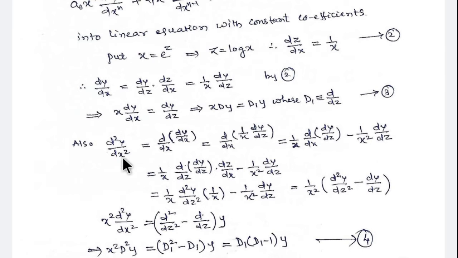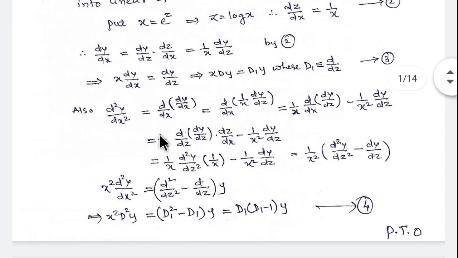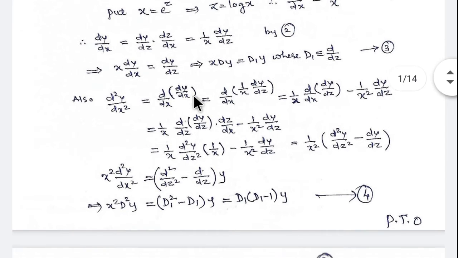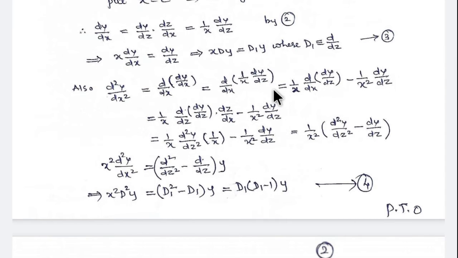Also find d2y by dx2, which means d by dx of dy by dx. Substitute the value of dy by dx, which is 1 by x into dy by dz. Use the product rule here: first function kept as it is, d by dx of dy by dz, plus differentiation of the first function, which is minus 1 by x square, keeping the second function dy by dz as it is.